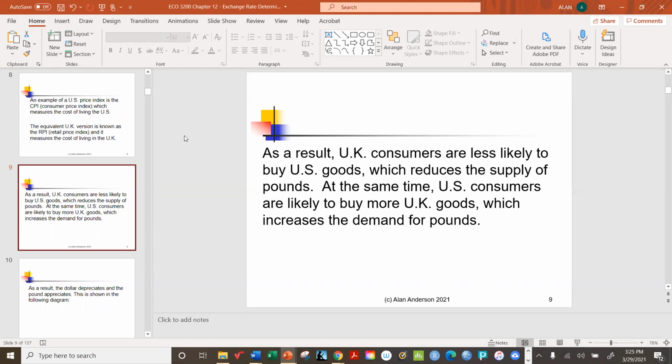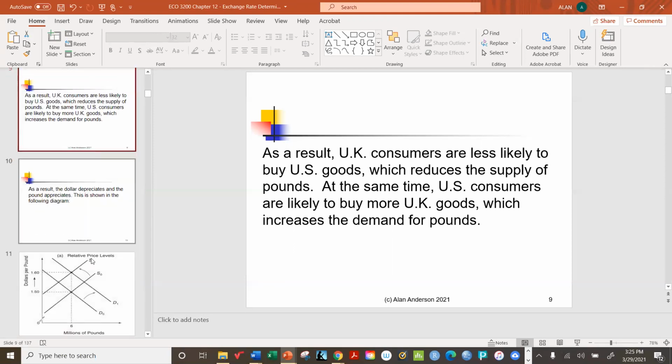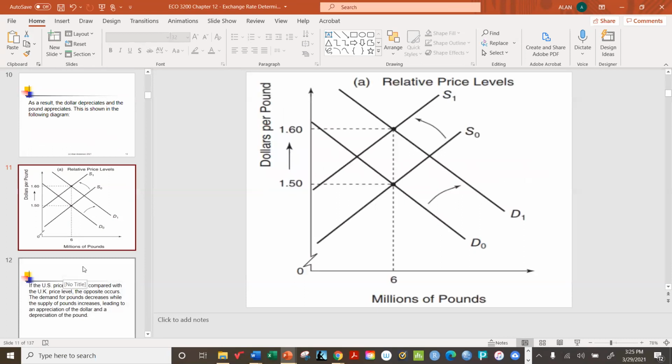On the other hand, Americans are buying more British goods, which means the demand for pounds is going up. So two things are actually changing here. The supply of pounds is falling, and the demand for pounds is increasing. What does that look like on a graph? Let's take a look. So it turns out that this causes the dollar to get weaker, okay? Because it goes from $1.50 a pound to $1.60, which means a weaker dollar.